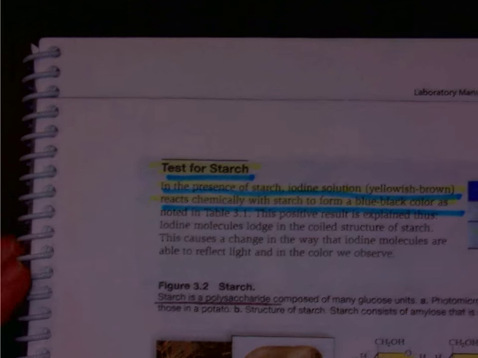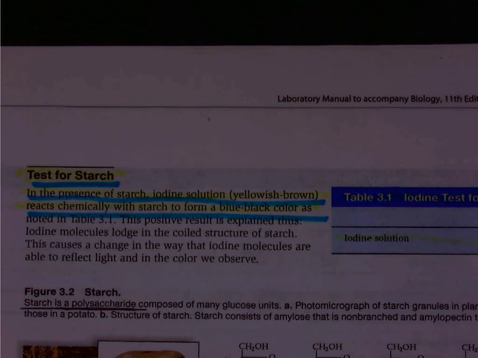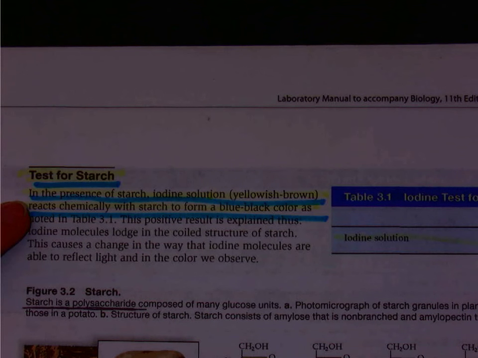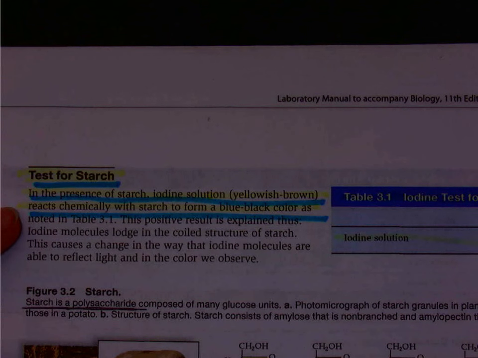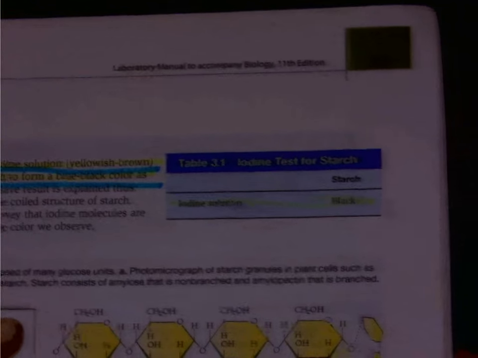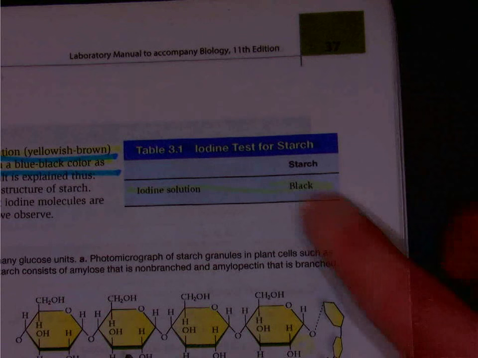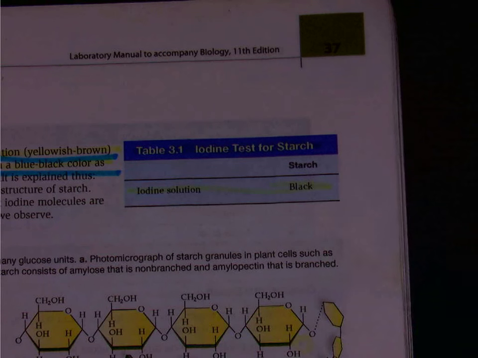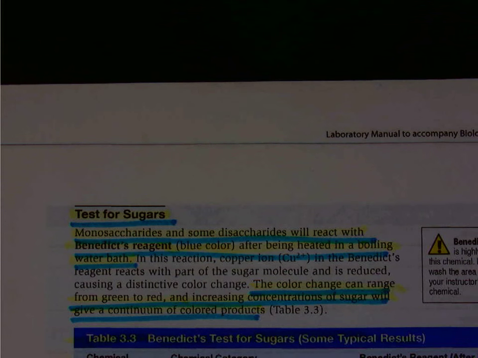We did two different types of tests for carbohydrates. One of those tests is found on page 37, and we tested for starch. To test for the presence of starch, we used iodine. Iodine starts off that yellowy brown color, and if we have a positive reaction, if starch is present with the iodine, then the solution is going to turn a blue-black color. So if starch is present in our solution, then the iodine changes to basically a black color, as table 3.1 indicates. We also tested for sugars.